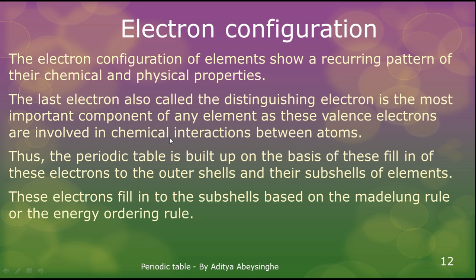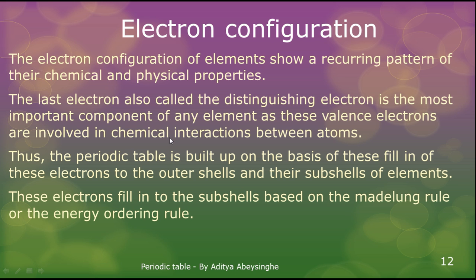You can give electrons to form ionic bonds, which I explained in another video. You can give electrons to form different types of covalent bonds, for example polar covalent bonds, non-polar covalent bonds, coordinate covalent bonds, and so on. And you can even form metallic bonds. So there are different types of bonds, but bonds are only one importance of this last electron, the distinguishing electron, in chemical interactions.